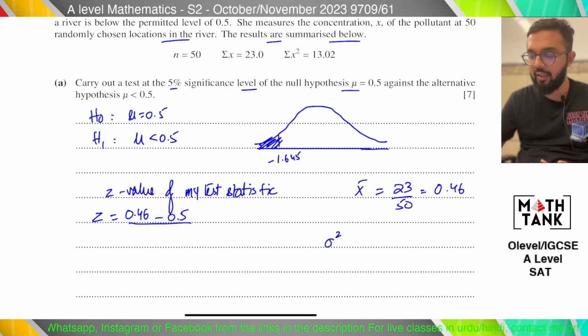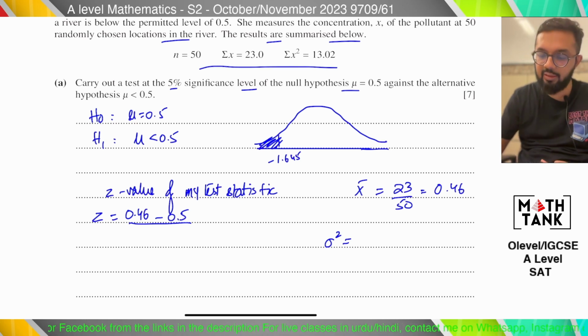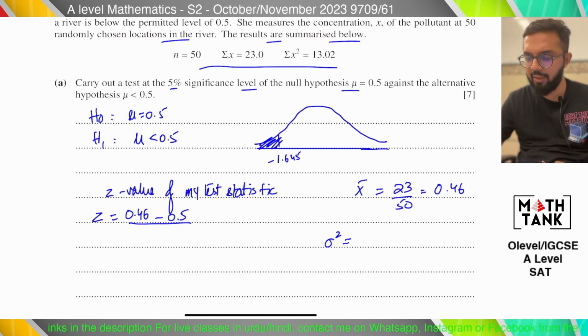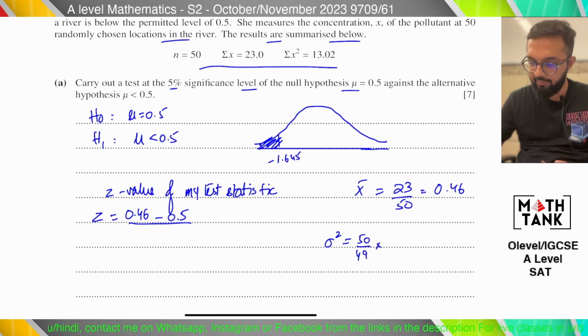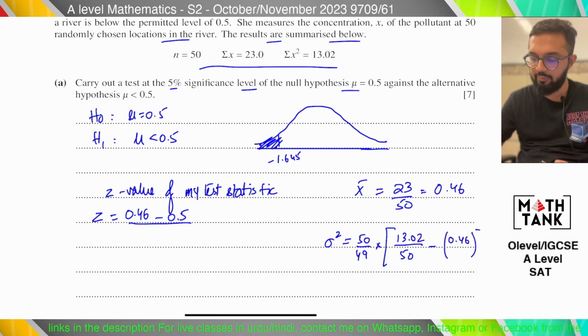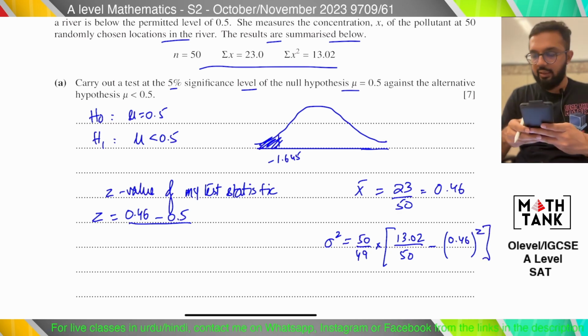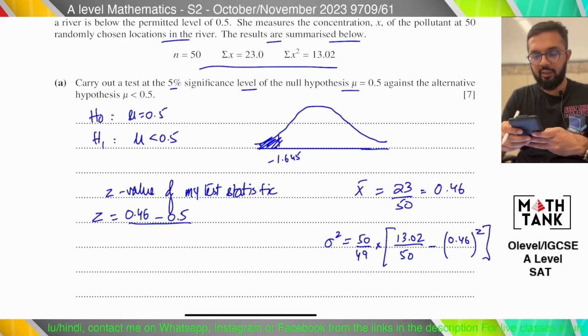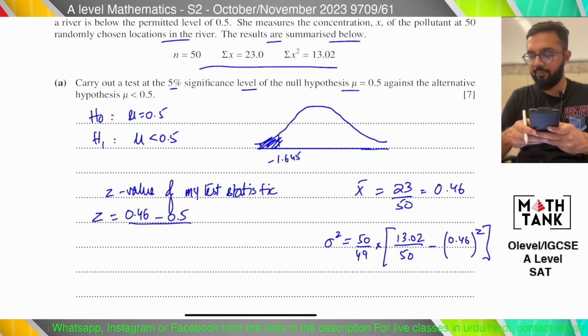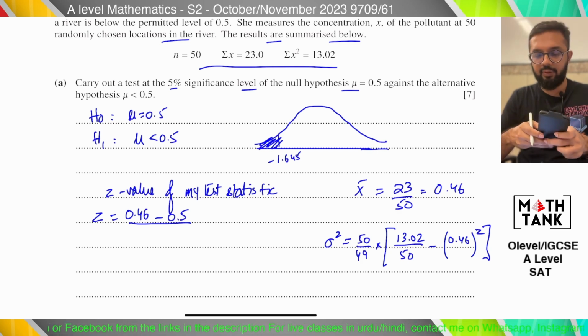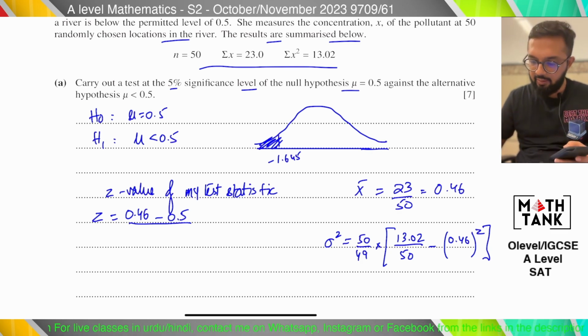But I don't have all of that, so I'm going to calculate sigma squared, but I notice that this is a sample, so I will also have to unbias it. I'm going to say 50 over 49 multiplied by 13.02, the sum of x squared divided by 50, minus the mean squared. Let's see if I'm doing it correctly. If I am doing that correctly, then I should get the correct answer. 0.46 squared, times 50 divided by 49. This means sigma squared is 61 over 1225.